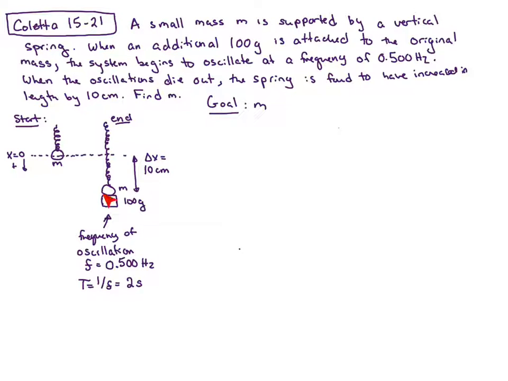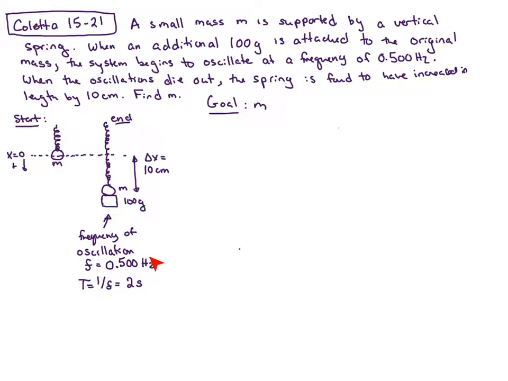Then we put the additional 100 gram mass on it, and that stretches it an additional 10 centimeters. Our delta x is 10 centimeters. So we can think that the force from adding this additional 100 grams is what stretched the spring an additional 10 centimeters. We also know that these two together will oscillate up and down at a frequency of half a hertz.